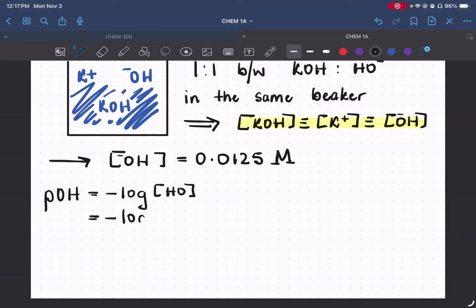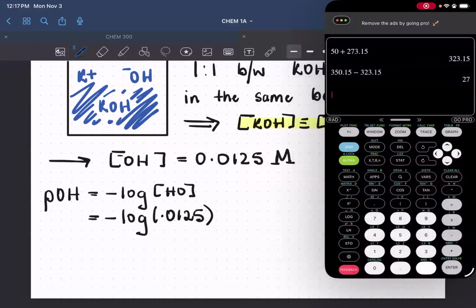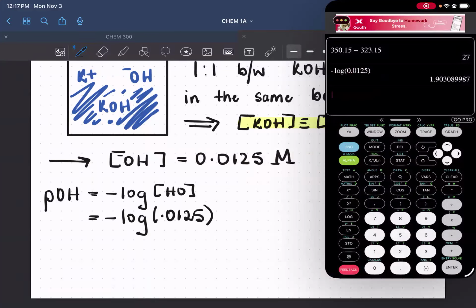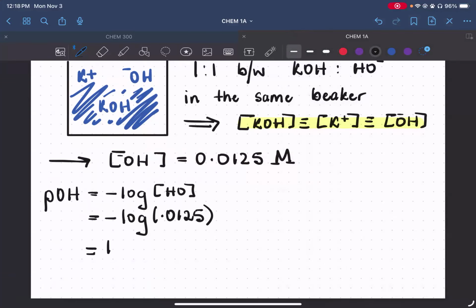This is equal to negative log of 0.0125. If I put this into my calculator, negative log of 0.0125, I get the answer 1.9. I'm going to round that to 1 decimal place, 1.9. And with that, I have calculated the POH of the solution.